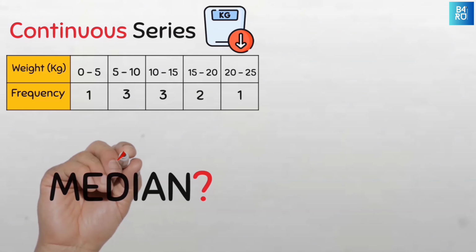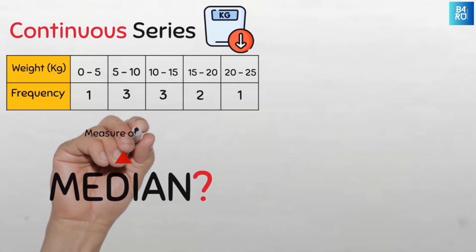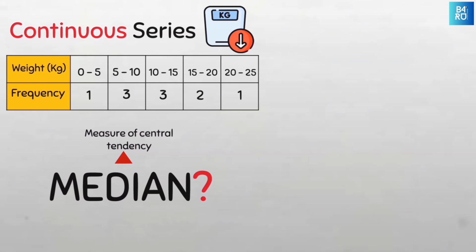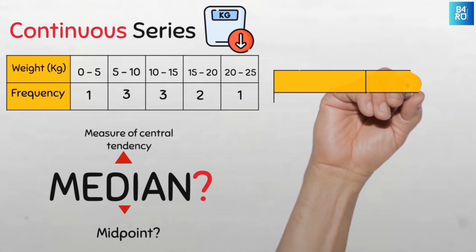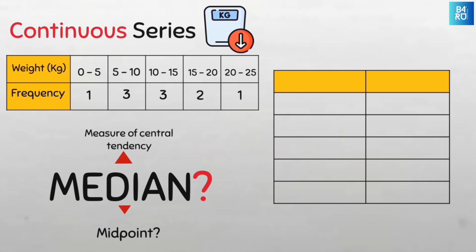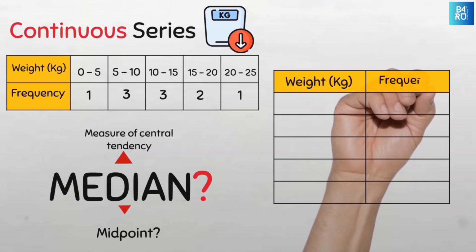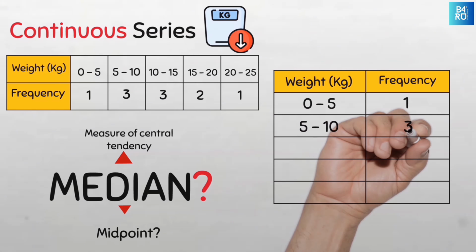Recall that the median is a measure of central tendency that indicates the middle value of the data set. So we're looking for the middle value or midpoint, right? Let us modify this table a bit to make it easy for us to compute the median. So let's put the weights in kg here and then the frequency here, and then we arrange all the data in a vertical manner. Awesome.